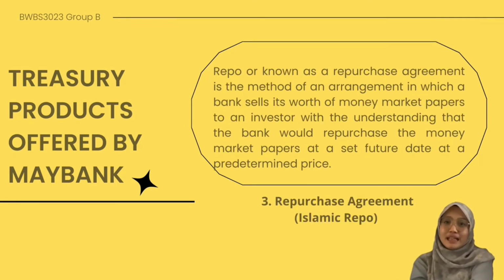Okay, the third one is repurchase agreement, known as Islamic repo. A repo, or repurchase agreement, is an arrangement in which a bank sells its worth of money market paper to an investor with the understanding that the bank would repurchase the money market paper at a set future date at a predetermined price. The tenure of repo can range from 1 day to 1 year, and the investor can also retire the transaction earlier, meaning reverse repo, subject to rate modification if they require the funds sooner.